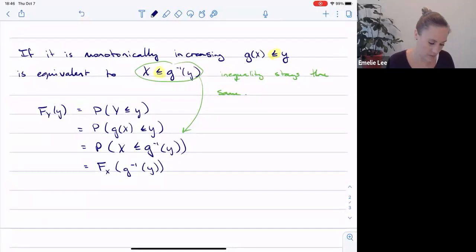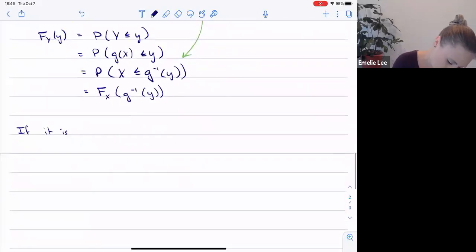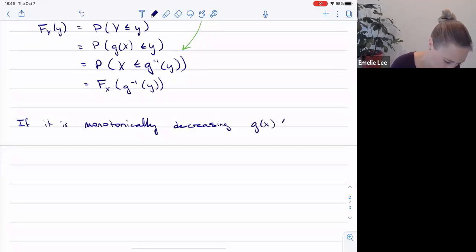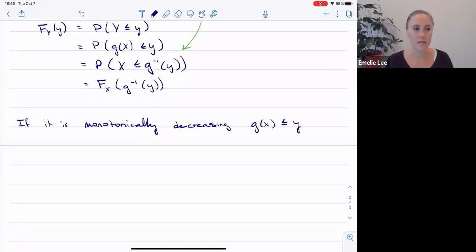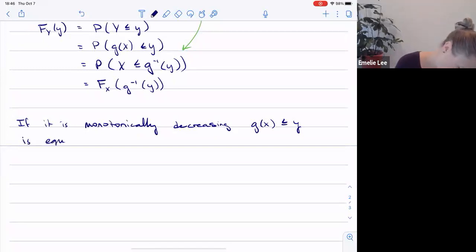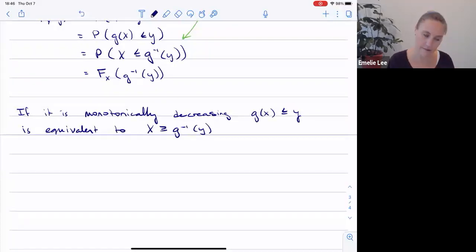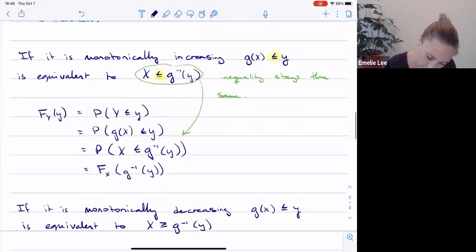If it is monotonically decreasing, g of X less than or equal to y is equivalent to, if I take the inverse here, X greater than or equal to g inverse of y. So again, I want to highlight the difference here is in the inequality. Now we have a different inequality: X is going to be greater than or equal to the inverse of g on y.